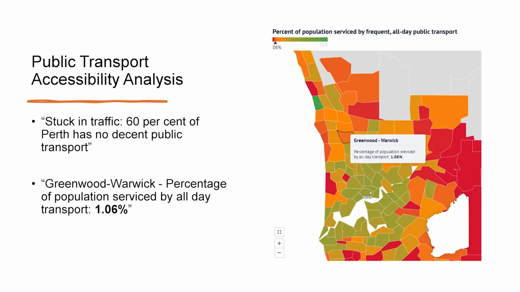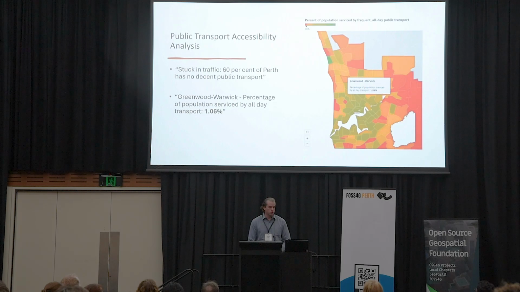I was reading a news article one night a couple of months back, and it said, "Stuck in traffic: 60% of Perth has no decent public transport." It had a beautiful little web map, which you can see on the page there. There was a line in the article which said Greenwood-Warwick, I live in Warwick, has a percentage of population serviced by all-day transport of 1.06%. And so when I read that, I sort of went, huh?